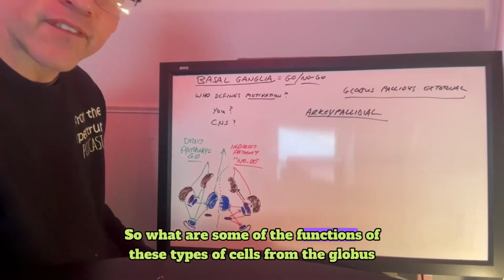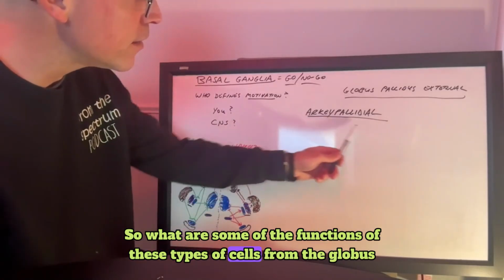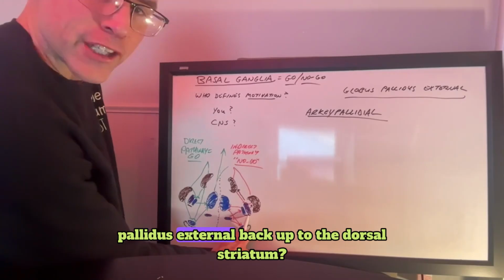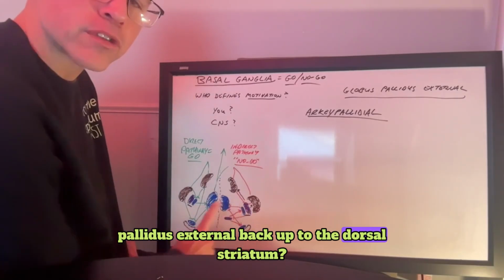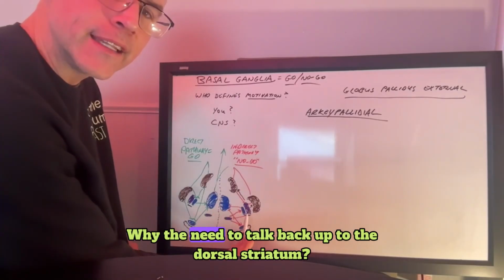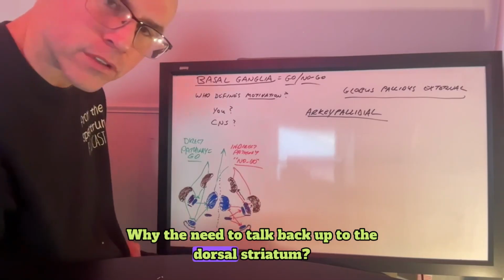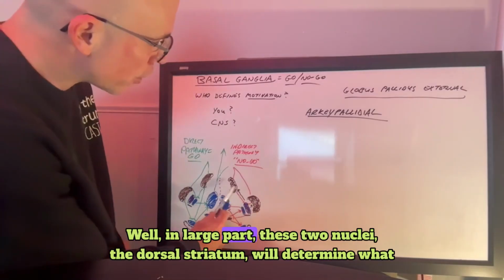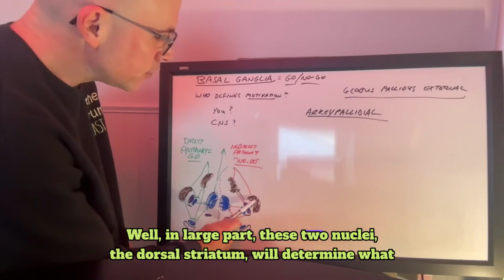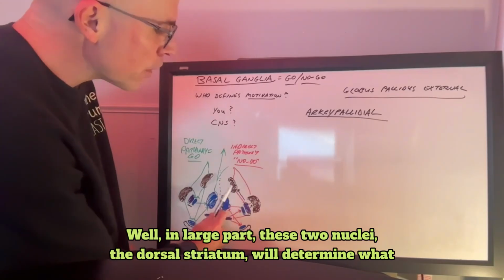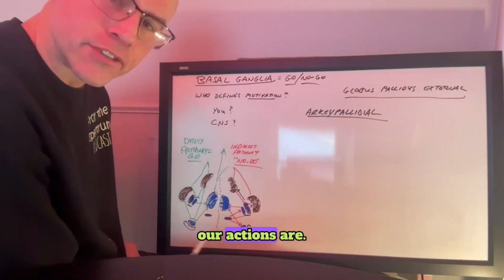So what are some of the functions of these types of cells from the globus pallidus external back up to the dorsal striatum? Why the need to talk back up to the dorsal striatum? Well, in large part, these two nuclei, the dorsal striatum, will determine what our actions are.